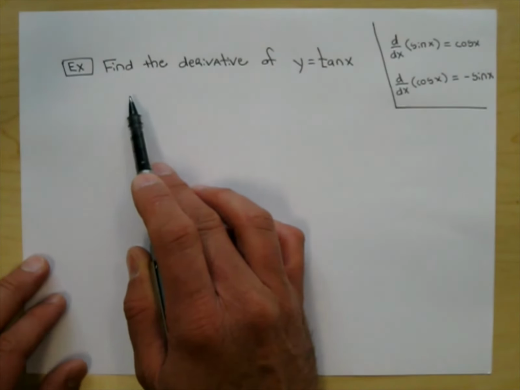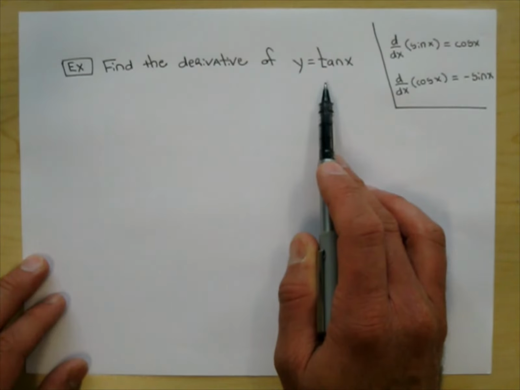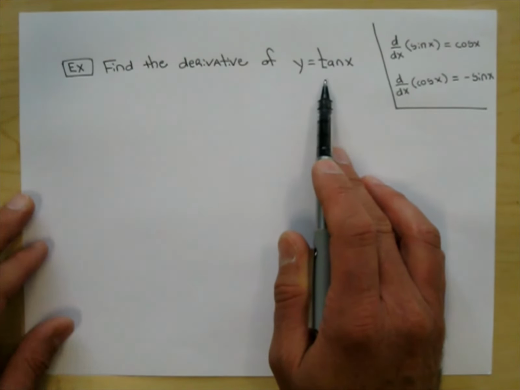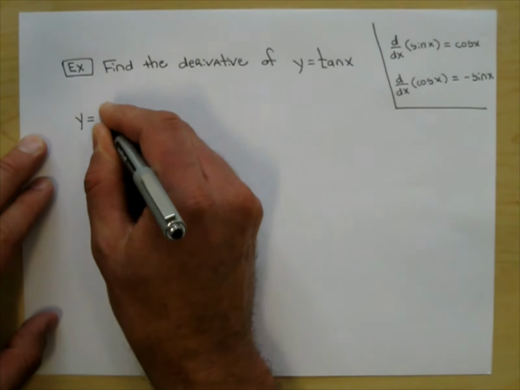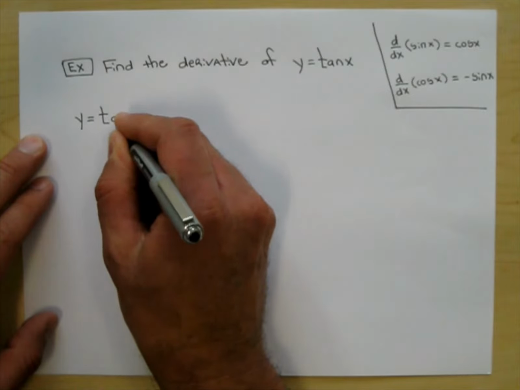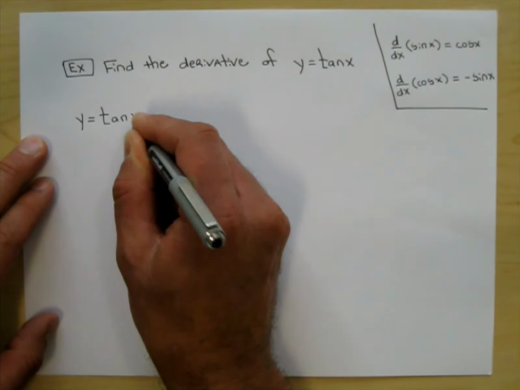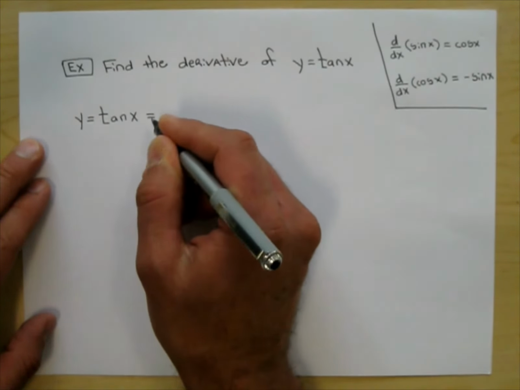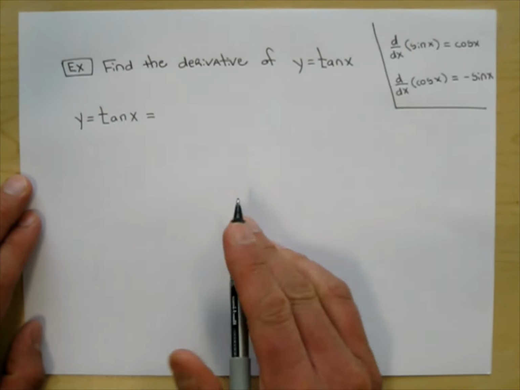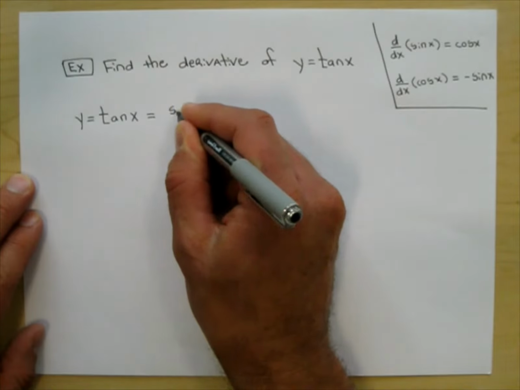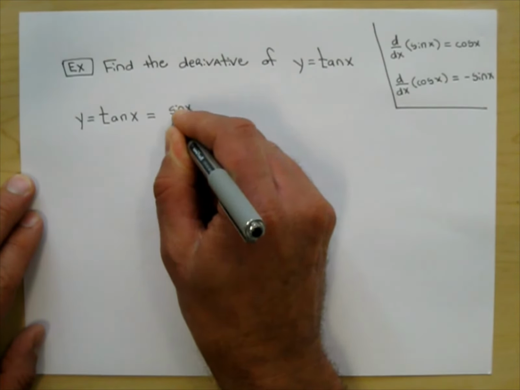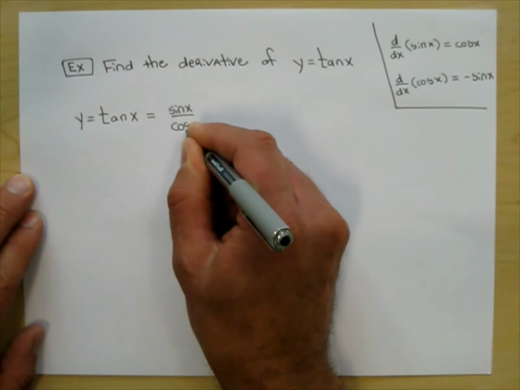So what we want to do now is we want to find the derivative of the tangent. So how do we find the derivative of the tangent? Let's go ahead and do this problem. It's not going to be as bad as the other ones that we saw on PowerPoint. Well, the tangent happens to be, can we write this in terms of sines and cosines? The answer is yes. The tangent is the sine over the cosine.